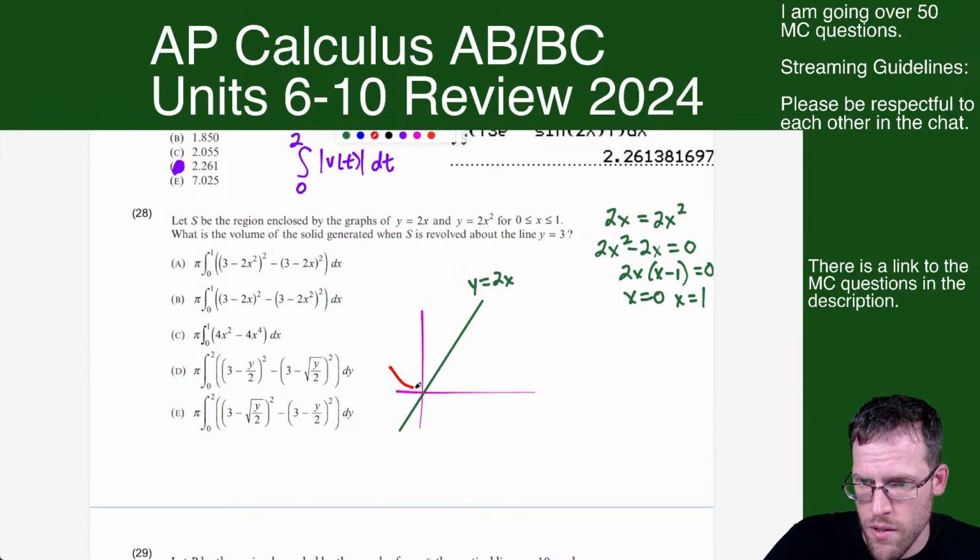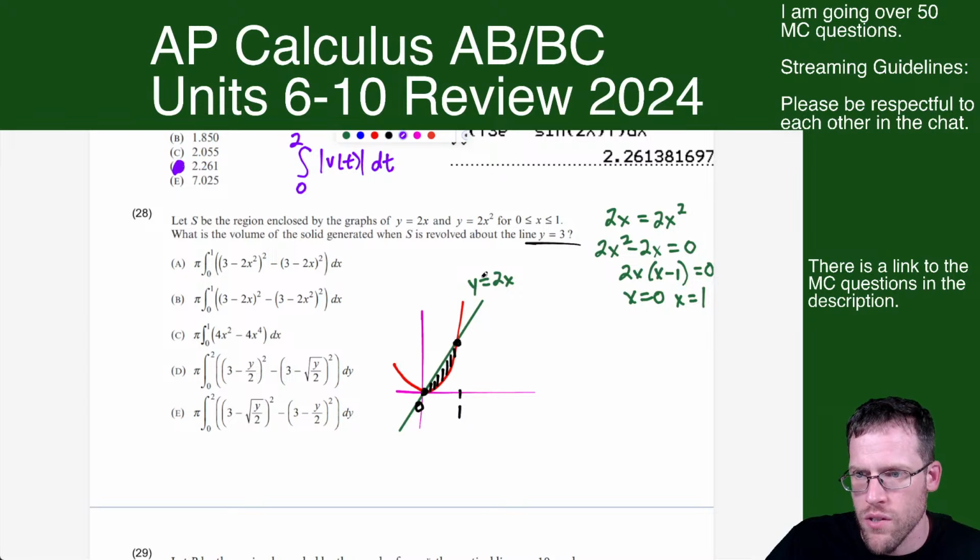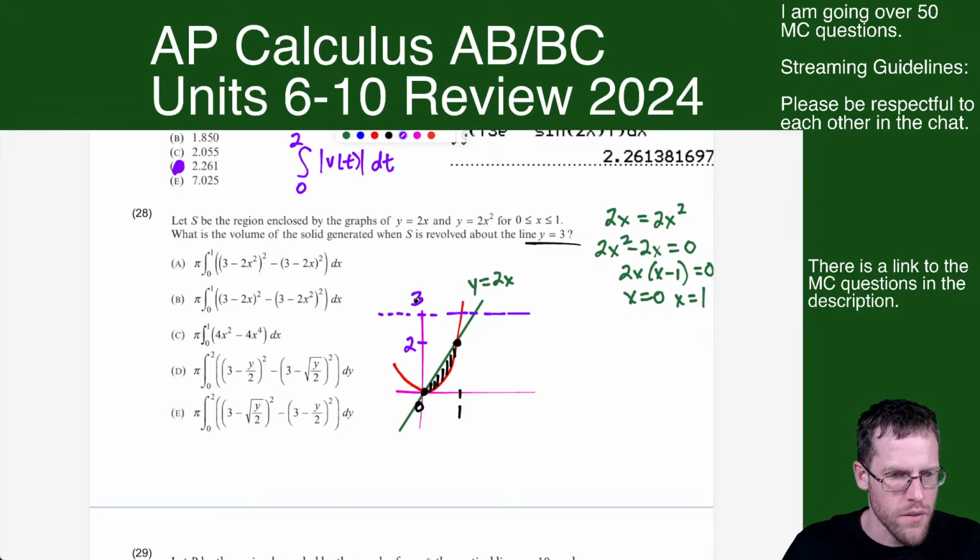So the parabola is coming in like this, and I'll draw it here. So 0 and 1, the intersection happens at 1. We're focusing on this space here, and that's the region we're going to revolve about y equals 3. These intersect at 1, 2; if I plug in x equals 1, I get 2. So y equals 3, the line that we're going around, is here. This is what we need.